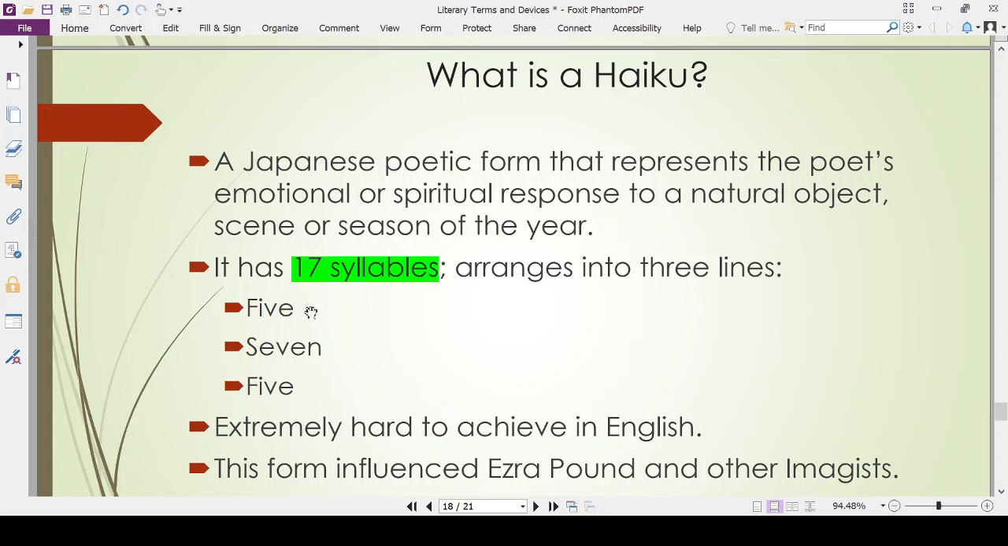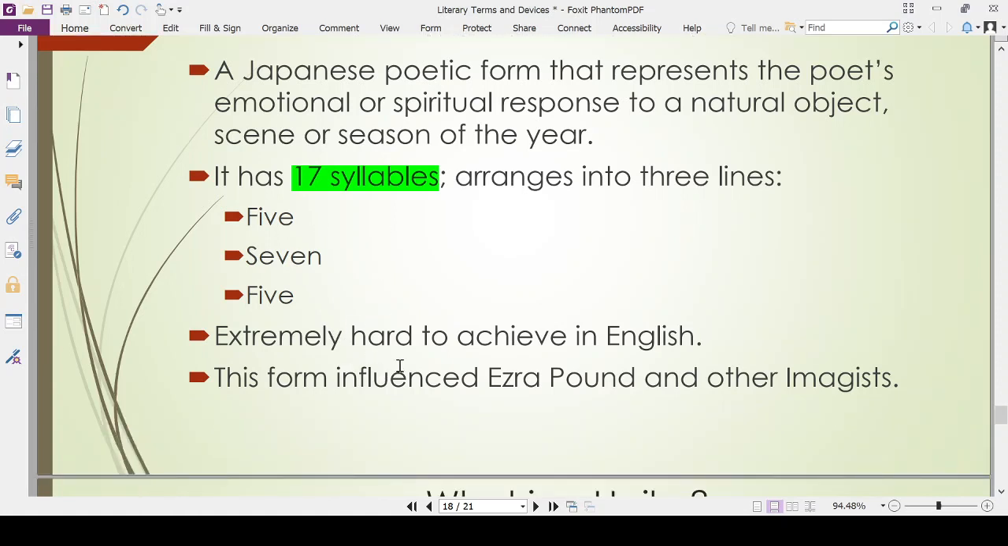They don't follow it strictly. And that's why haikus in English are not as strictly written as the Japanese ones. This form influenced Ezra Pound, one of the most influential poets of the 20th century, and other poets who followed Ezra Pound and established a school of poetry, which we will talk about next week, called Imagism.